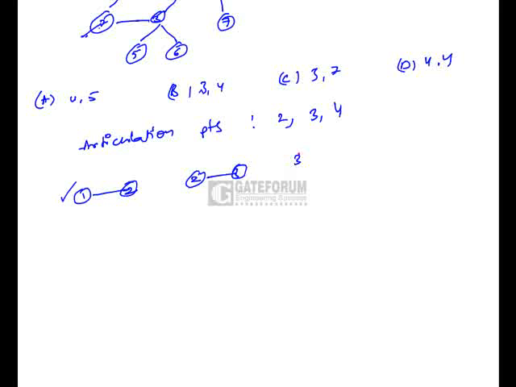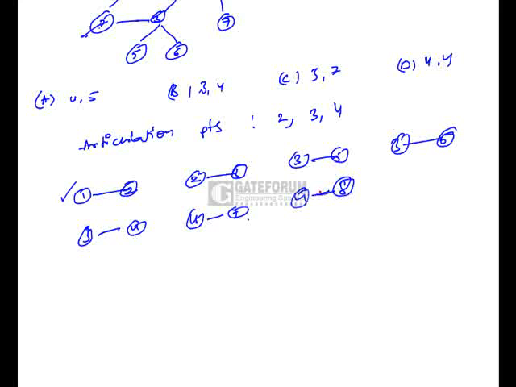The same way 3, 5; 3, 6; 3, 4; 4, 7; and 4, 8. These are also biconnected components. There will not be any articulation points in these components. So in total there are 7 biconnected components. So here the correct option is option C, 3 articulation points and 7 biconnected components.